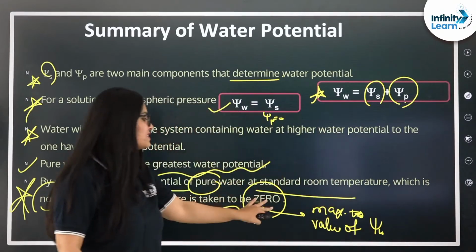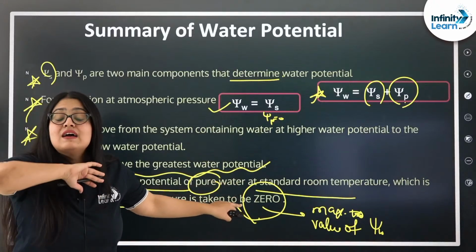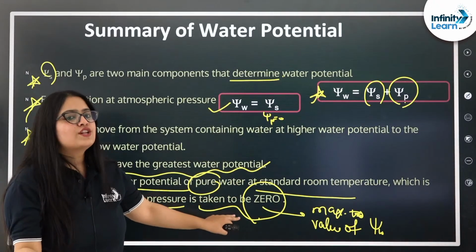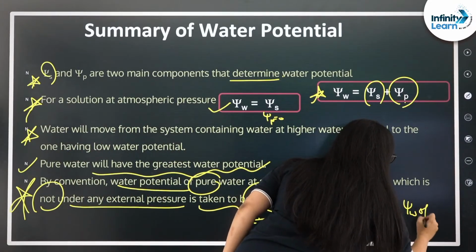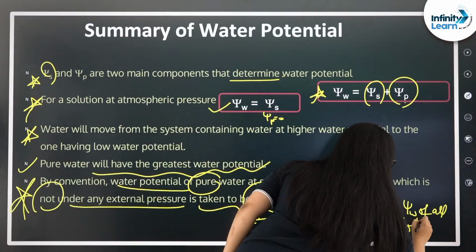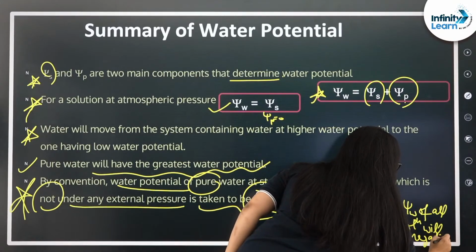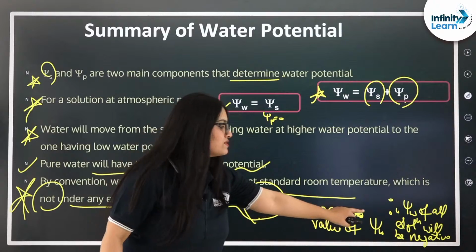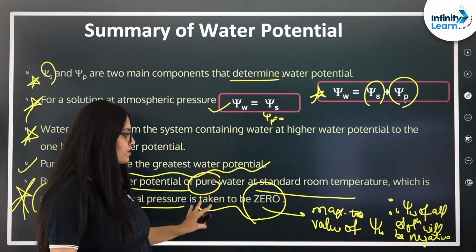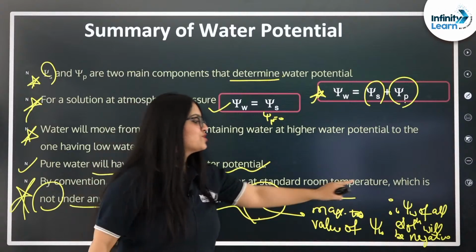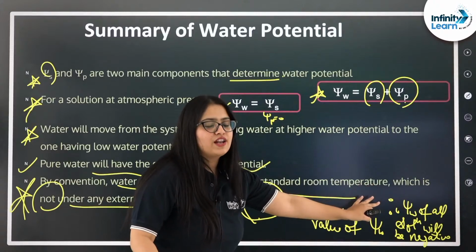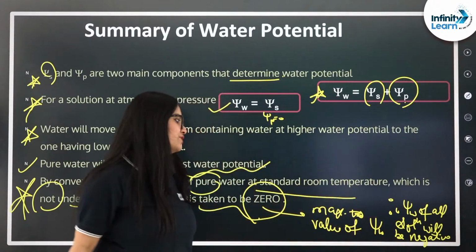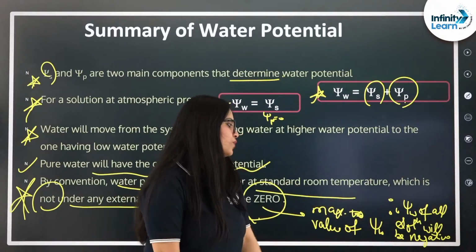So psi W can hold a maximum value of 0, and the psi W value of all solutions is going to be negative. Therefore, we can say psi W of all solutions will be negative, because the maximum value that psi W can hold is for pure water, and it is 0. So all solutions will possess a water potential value, psi W, in the negative. So psi W of all solutions will be negative.